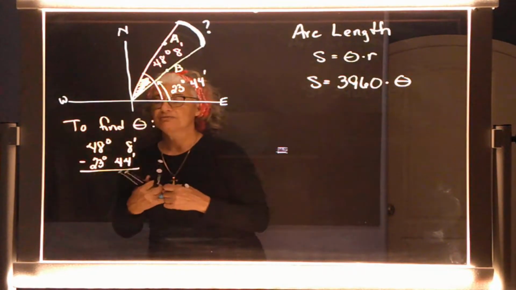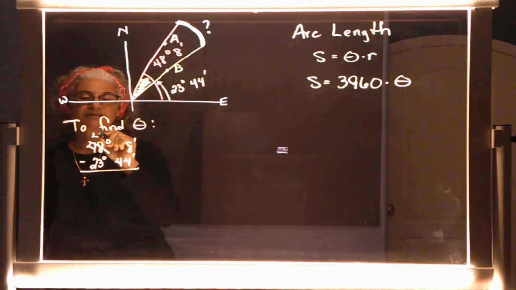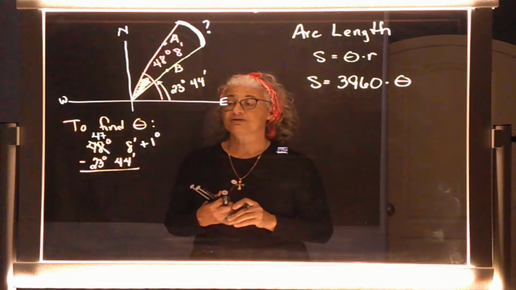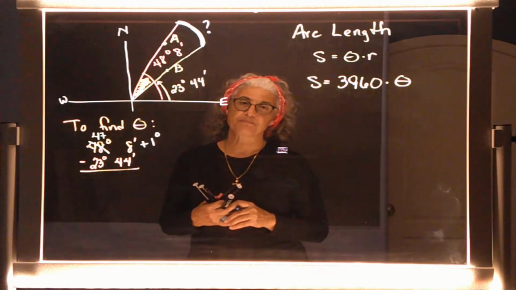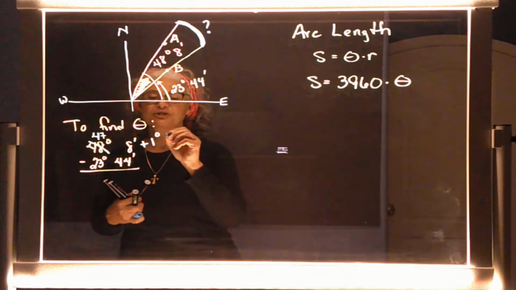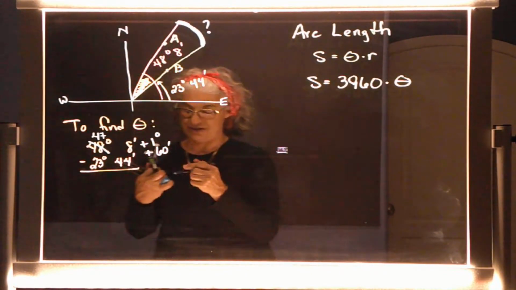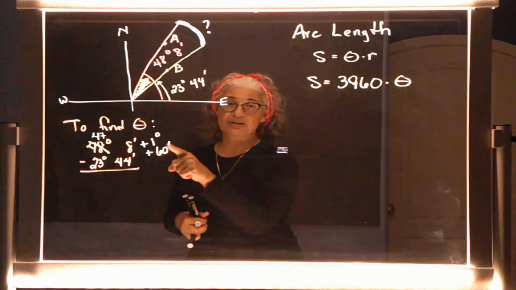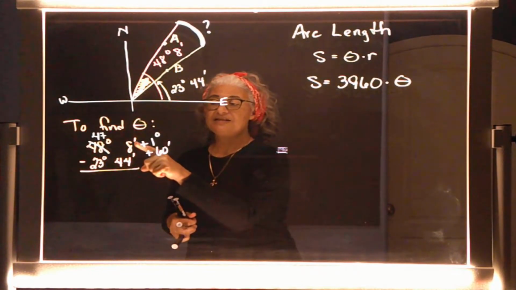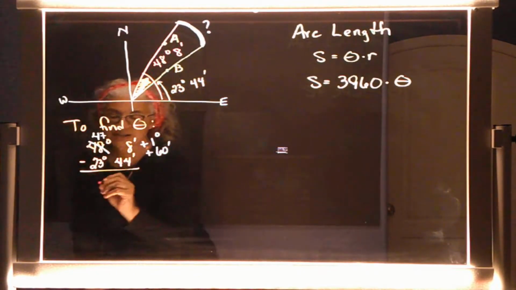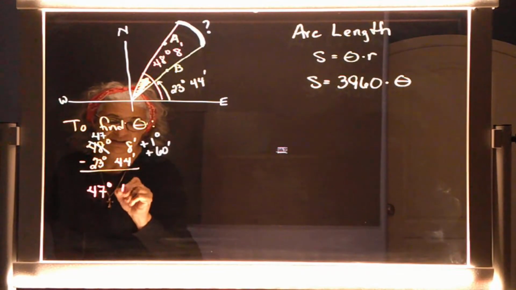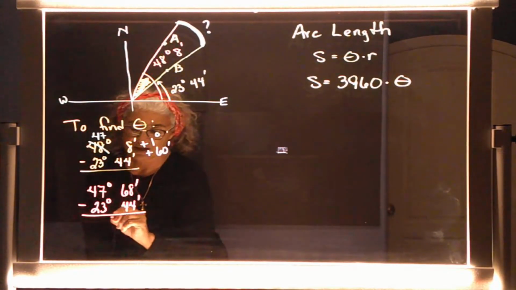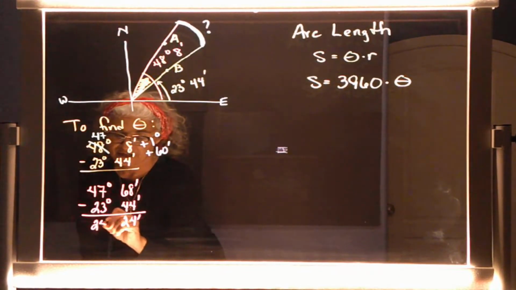So I am going to borrow from 48 degrees, which is going to make this 47 degrees. And to the 8 minutes, I'm going to add 1 degree because that's how much I borrowed. Yes? But what do we know about 1 degree? Yeah, 1 degree is actually 60 minutes, which means I'm actually adding 60 minutes to the 8 minutes. You with me? Since we borrowed 1 degree, and 1 degree is equivalent to 60 minutes, then to the 8 minutes I'm adding 60 minutes, which means in actuality, I am taking 47 degrees and 68 minutes and subtracting from it 23 degrees and 44 minutes, which will give me 24 degrees and 24 minutes.